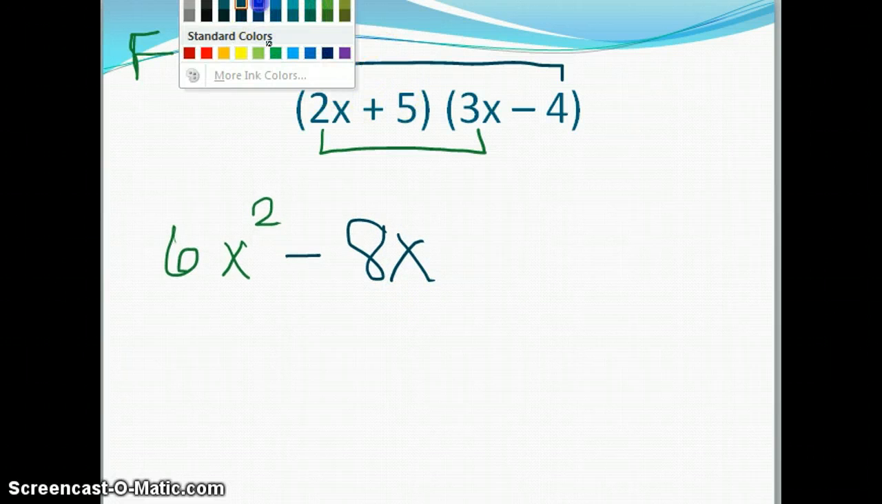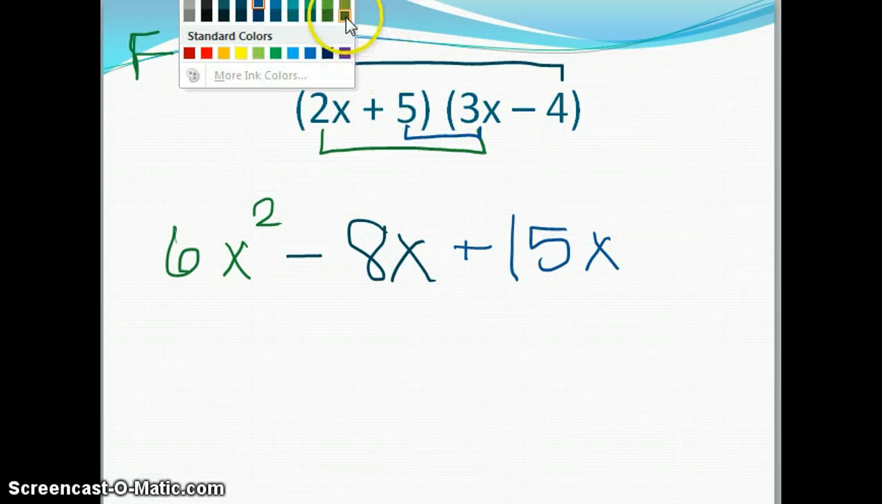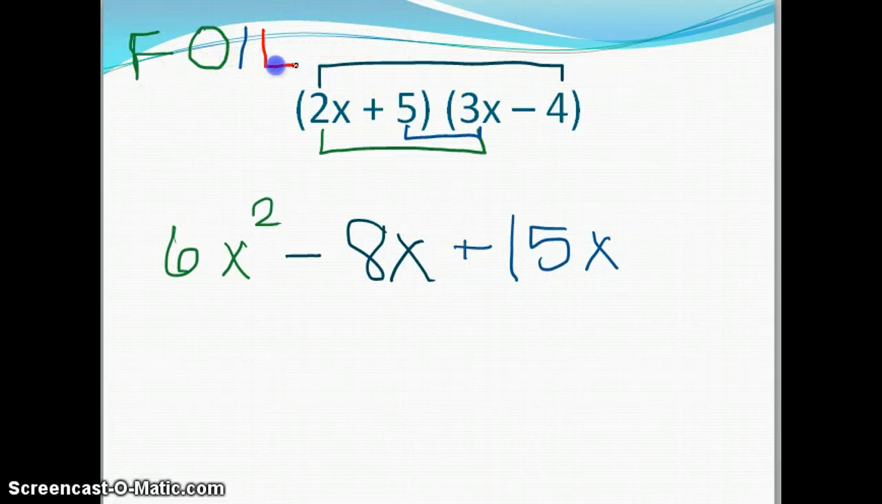Now we move on, and we are doing our insides. So I do 5 times 3x, and I get 15x. And last but not least, I do my last one. So I do 5 times negative 4, and I get negative 20.